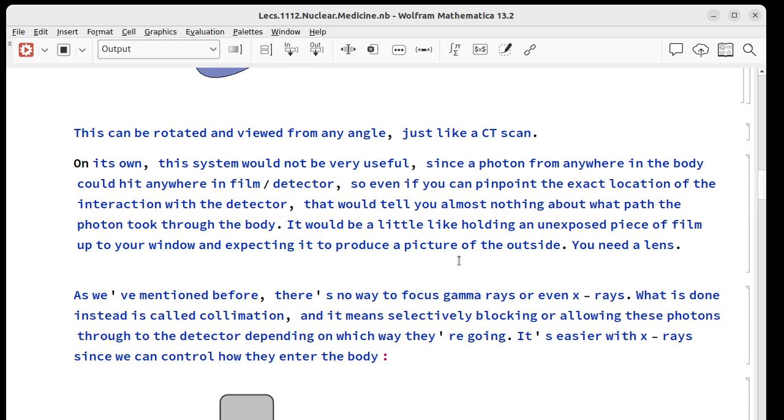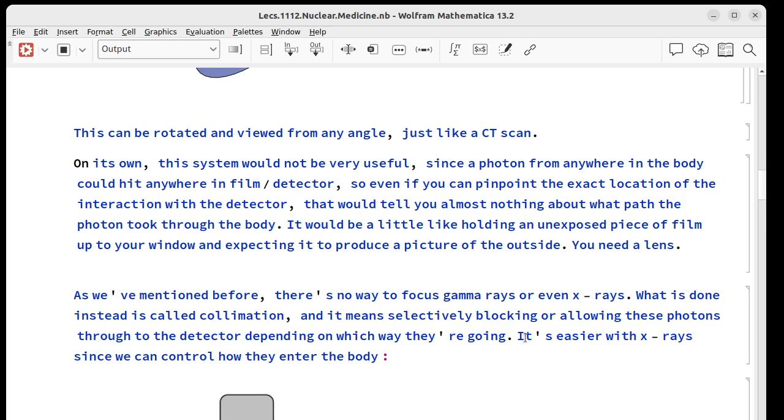This wouldn't do much on its own because a photon from anywhere in the body could hit anywhere on the film. So even if you could pinpoint the location of where the X-ray hit the detector, that doesn't tell you anything about the path that the photon took through the body. So it's kind of like if you held up an unexposed piece of film to your window, you're not going to get a picture of the outside world. You need some kind of lens.